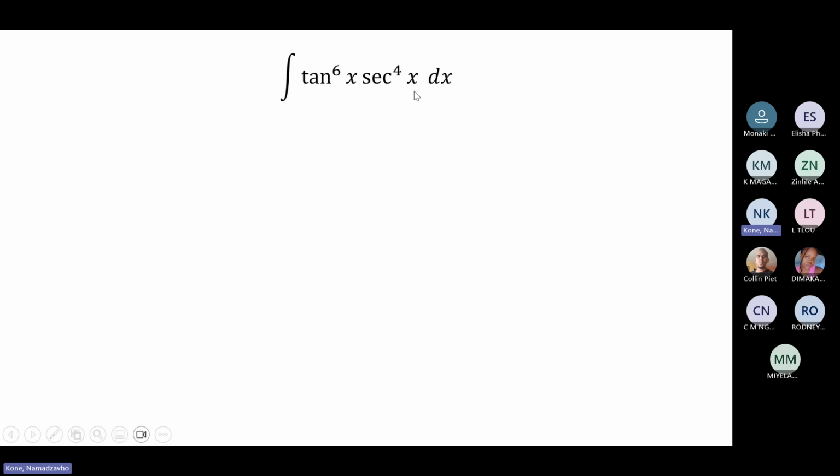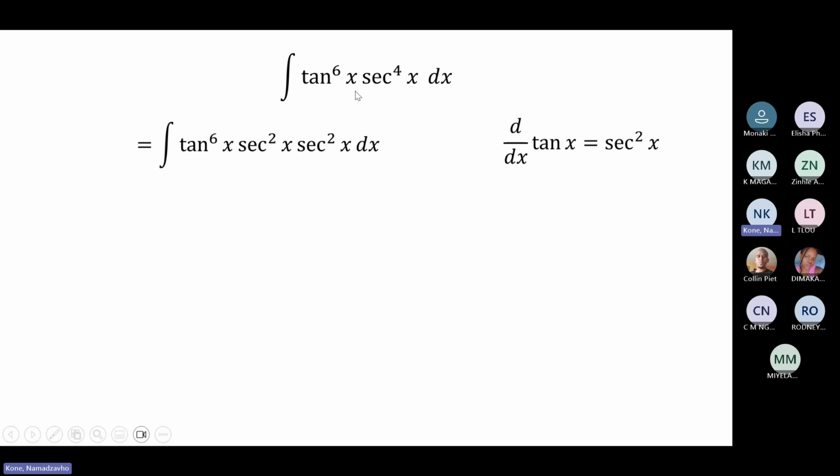And that is possible here because if we can rewrite sec to the power of 4x as sec squared x times sec squared x, we will have preserved the derivative of tan x. And that's what we are going to do, because the derivative of tan x is sec squared x. Then we are going to do that. So we split the power of 4.